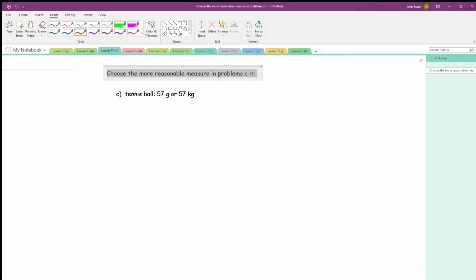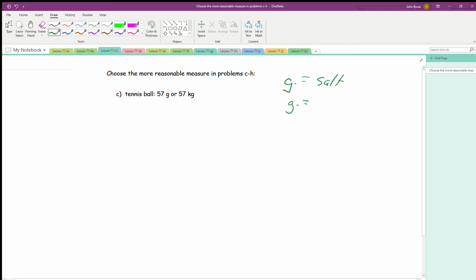Okay, letter C. I'm going to go back to my favorite color. Choose the more reasonable measure in problem C through H. So let's look here. A gram is very small. It's like what you use to weigh things like salt for your food. Or you can use it to weigh, I don't know, pepper for your food. Okay? And a kilogram is around 2.2 pounds. All right, so that's quite a bit.